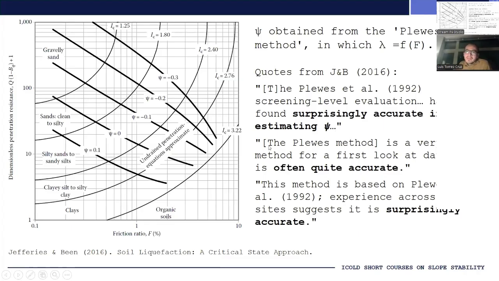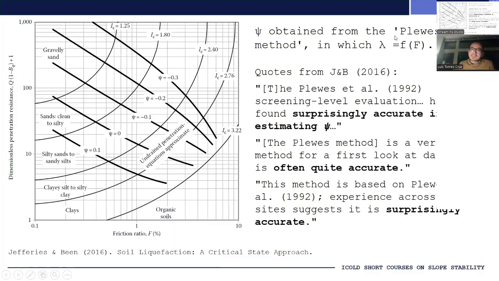It also says that the Plewes method is a very useful method for a first look at the data and is often quite accurate. This method, again I'm quoting, is based on Plewes et al., and experience across many sites suggests that it is surprisingly accurate. So of course you read all these statements and you arrive at the conclusion that the Plewes method is quite accurate. And we have to be very careful with that conclusion.